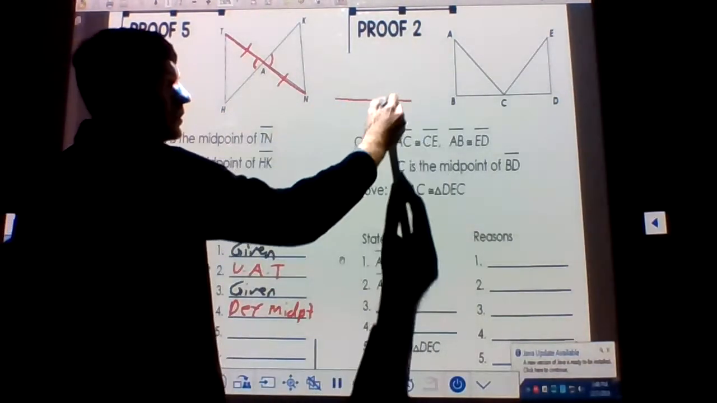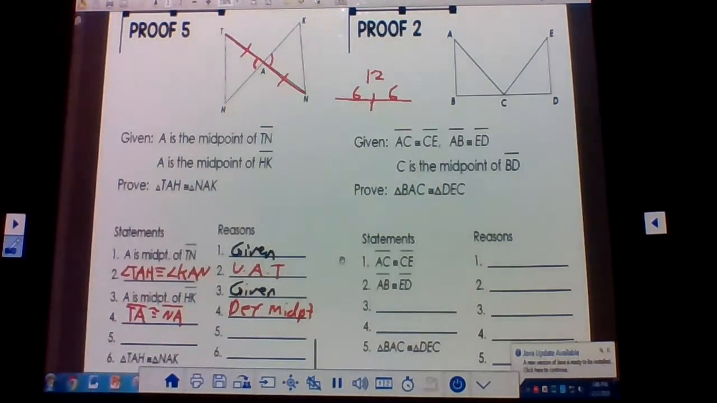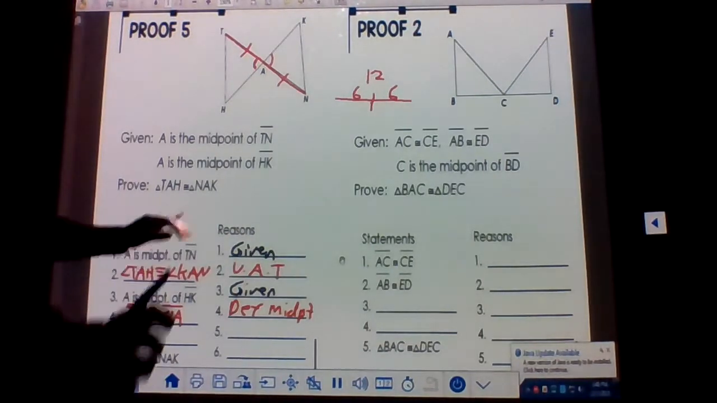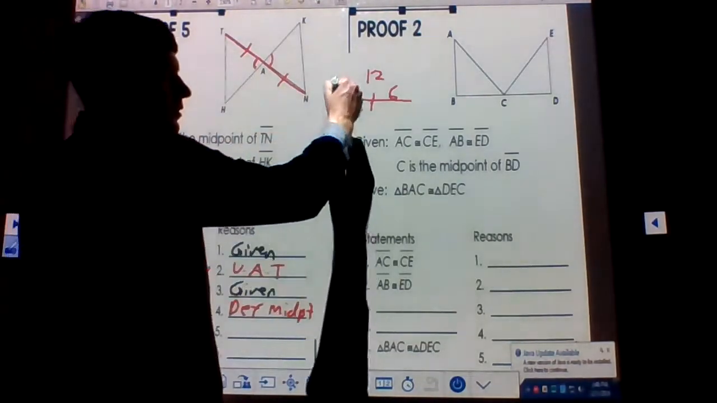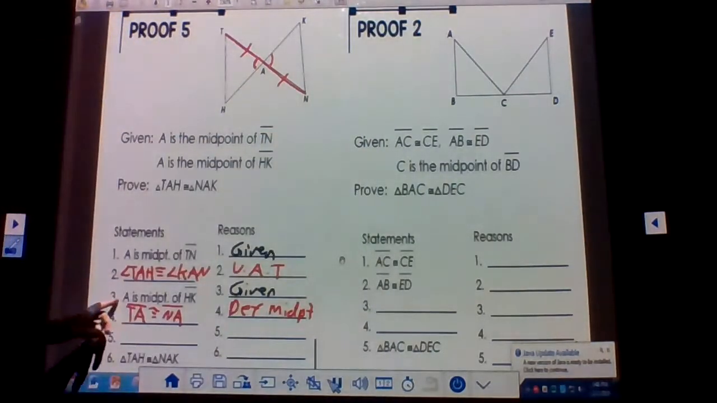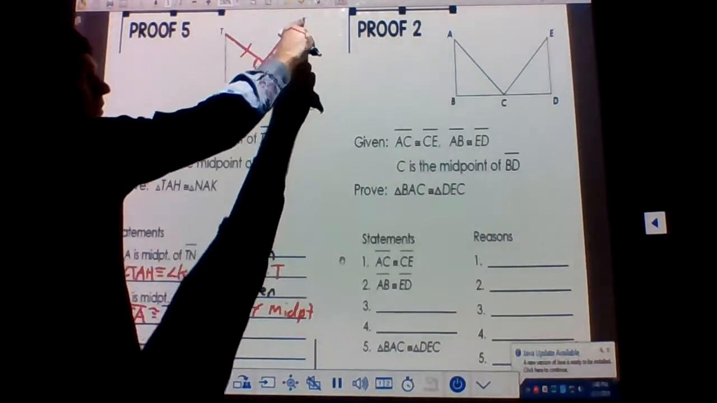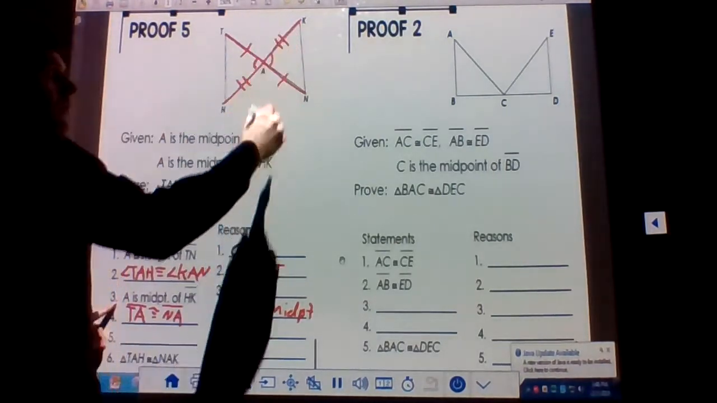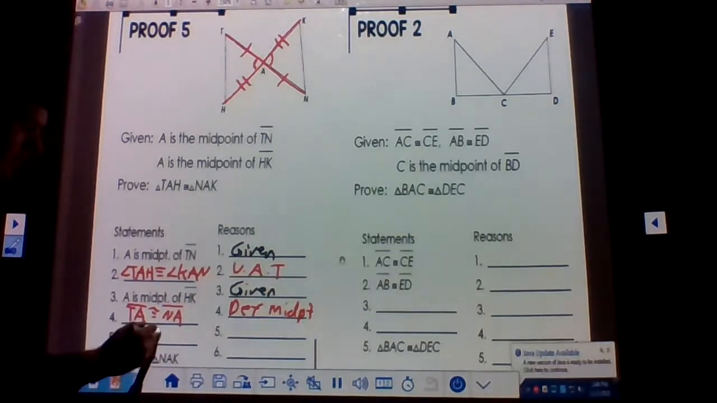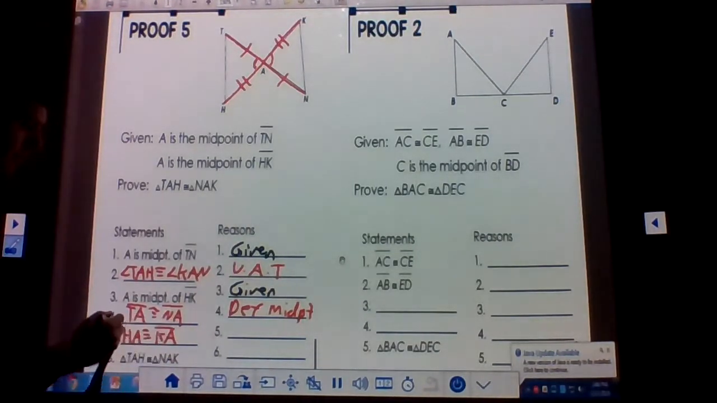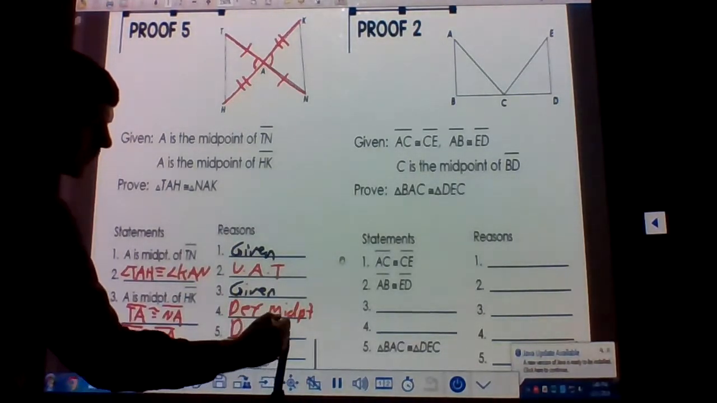If you have a segment here that's 12 units long and we split it in half, each of these is going to be 6 and 6. So everything on the right is going to be congruent to everything on the left. So here A was the midpoint of TN, so everything to the left is congruent to everything to the right. Okay. We also know A is the midpoint of HK, so here's HK. A is the midpoint of HK, so we know HA is going to be congruent to KA. Okay, and again, that's definition of a midpoint. We have 2 midpoints here, so we're going to use definition of midpoint twice.